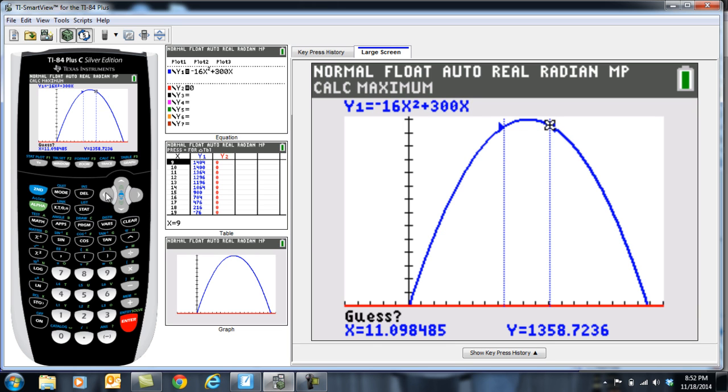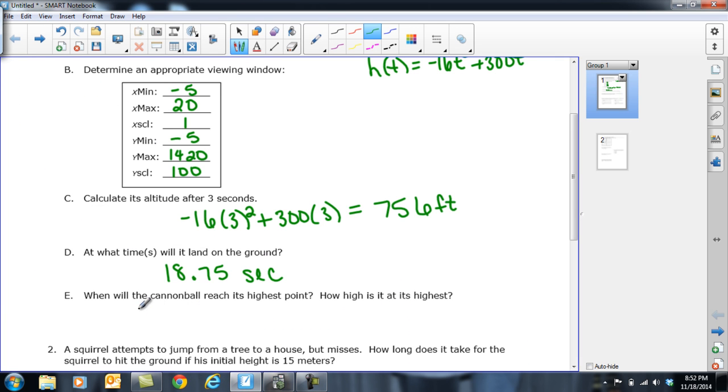Now for the guess, I'm going to move my cursor to the very top where I think the vertex is, and I'm going to hit enter. And it's going to tell me that's where my maximum is. Now the directions on our notes yesterday said that we needed to round to 3 decimal places. So that's what we're going to do. Here's my x value to 3 decimal places. This becomes 9.375. Well, x is my time. So when does it reach its highest? It reaches its highest point at 9.375 seconds.